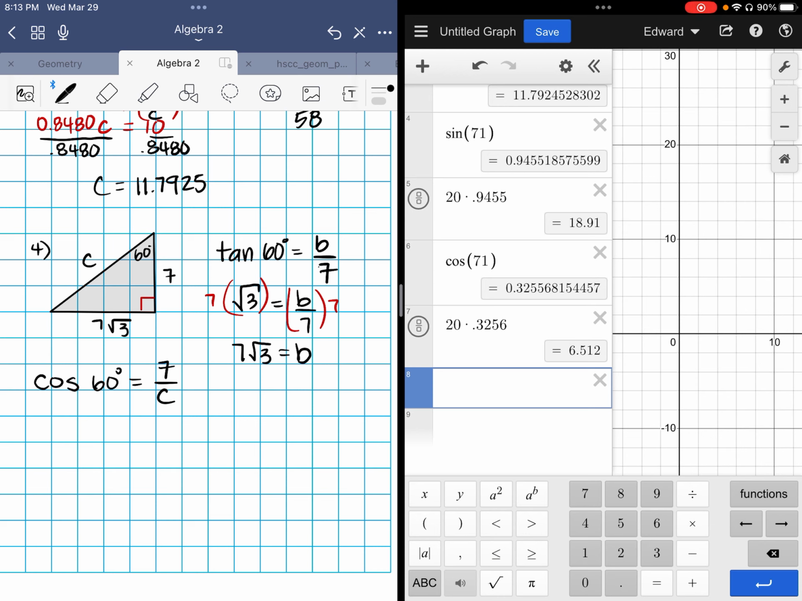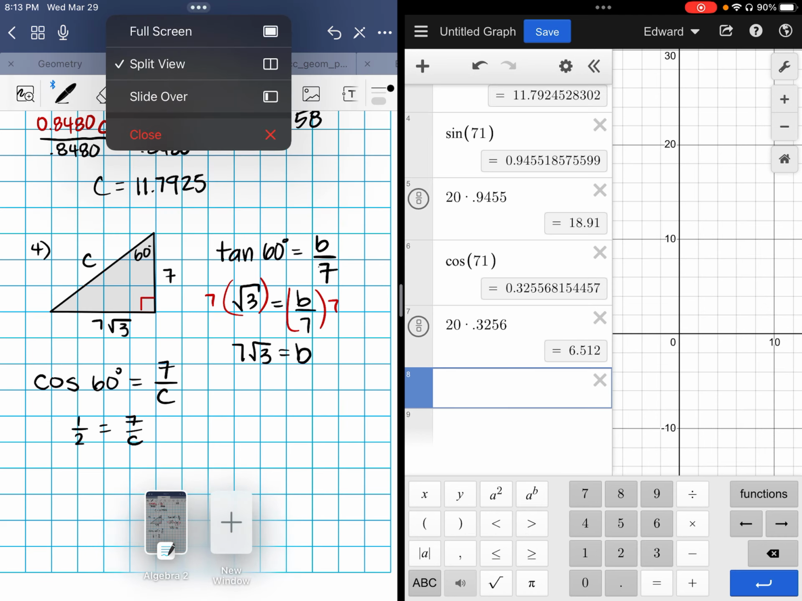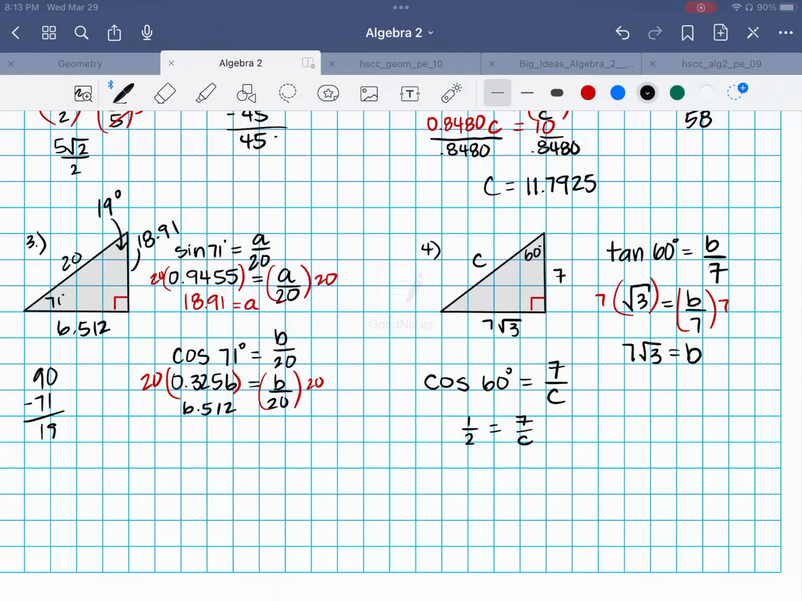We have to go to our table. Cosine of 60 degrees is 1 over 2, which is equal to 7 over c. Notice we didn't have to use decimals. Let's get rid of that guy. Go full screen on this. All right, so we have 1 over 2 is equal to 7 over c. I'm going to go ahead and cross multiply this one, just because 1 times c is c, so I get the c by itself, and 2 times 7 is 14. So I now know that the side c, or the hypotenuse, is 14.